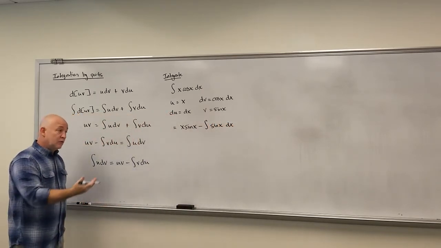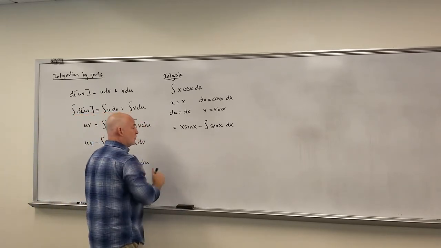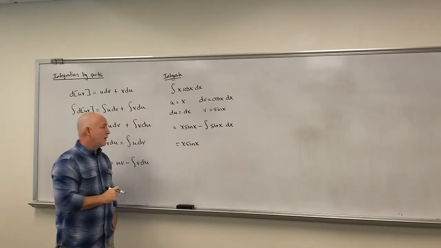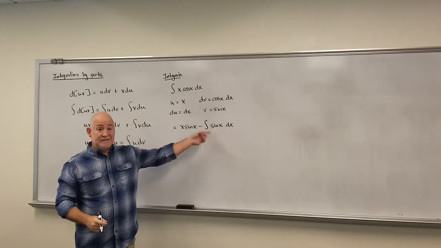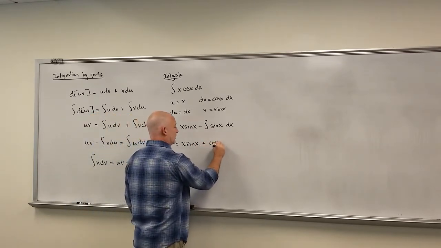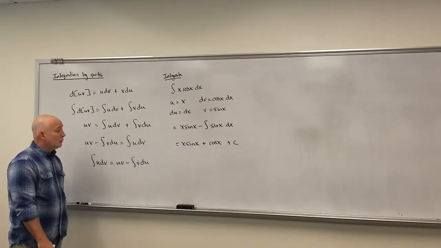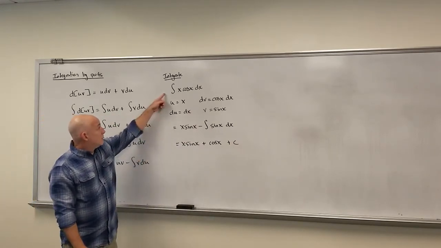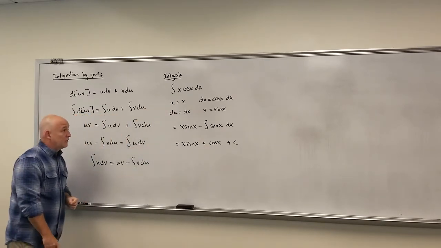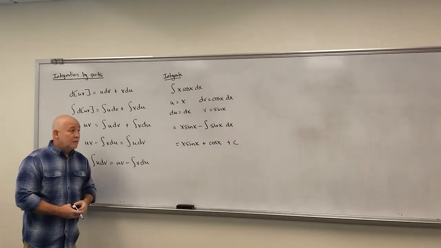Now we're not done yet because we still have an integral that we need to do. Hopefully this integral is easier than the one we started with, and that is an integral that we should know off the top of our head. The integral of sine is negative cosine. Now since we already have a negative out front, those turn into a plus. Okay, there we go. So the integral of x cosine x is x sine x plus cosine x plus some integration constant. So integration by parts, a very, very powerful technique.